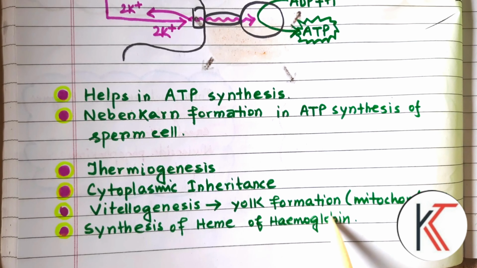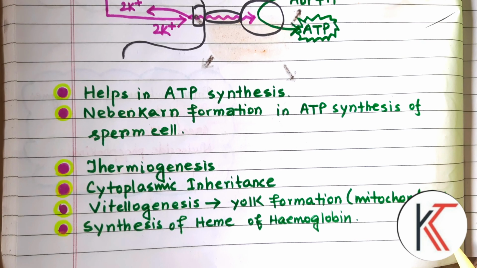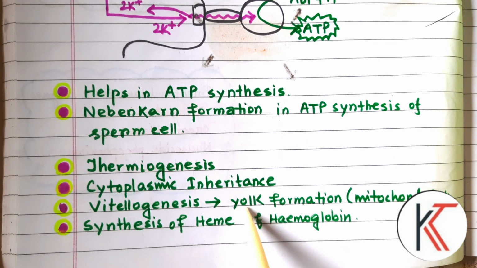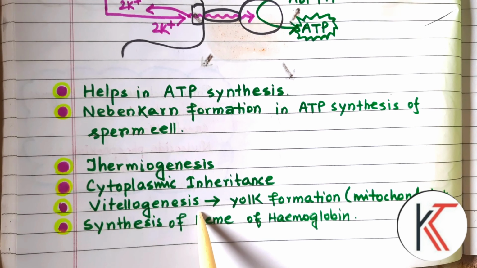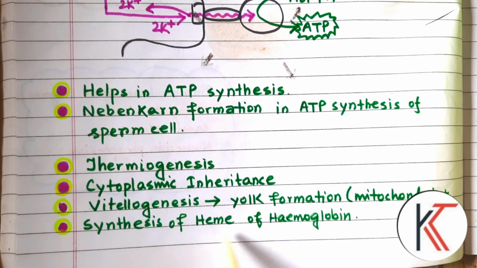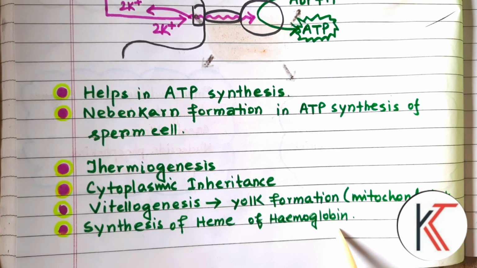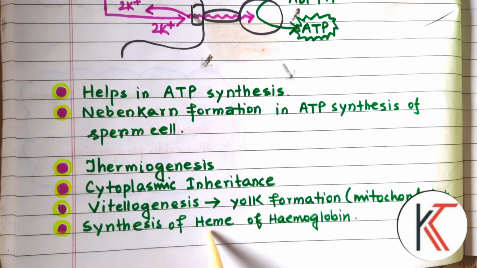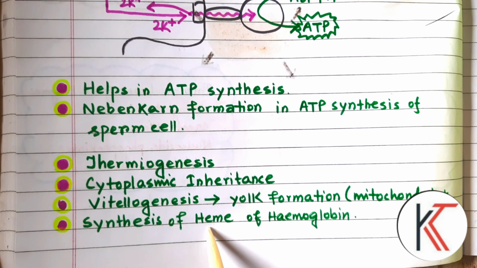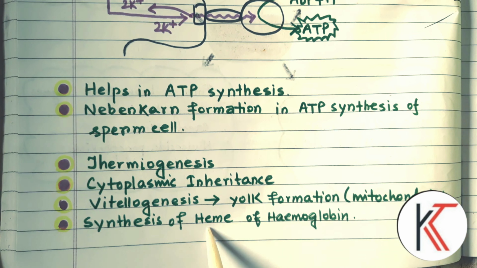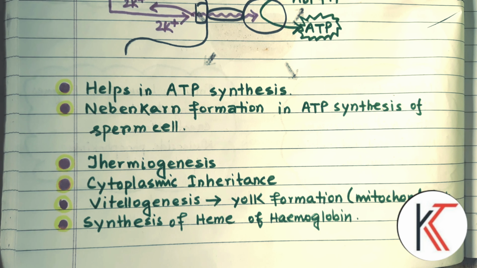Vitellogenesis, that means yolk formation. The mitochondria and Golgi body work together to form the yolk, known as vitellogenesis in the human female. And synthesis of heme of hemoglobin. Heme is a protein; in the RBC, the mitochondria help to form the heme protein of the hemoglobin. So this is all about the mitochondria of the cell body.